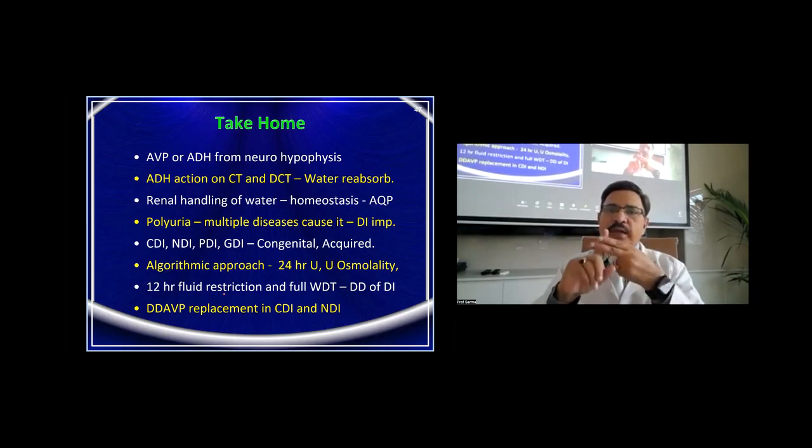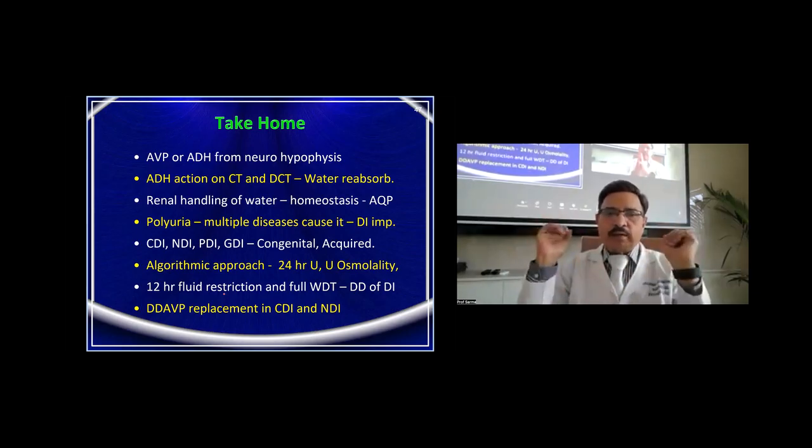And there is an AVP receptor. Mutation of this receptor can produce nephrogenic diabetes insipidus. CDI, NDI, VDI, GDI are the 4 different types of diabetes insipidus. Mainly CDI is acquired and NDI is genetic.